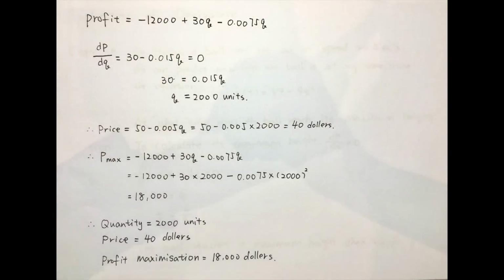After we have the total profit equation, we can determine the profit-maximizing quantity and price. The derivative of the total profit equation with respect to quantity equals 30 minus 0.015q. Next, we set the derivative equal to 0 and solve for quantity, which is 2000 units. Substitute the profit-maximizing quantity of 2000 into the demand equation and solve for p. The price is $40. Finally, maximized profit is determined by substituting 2000 for quantity in the profit function. So when the price is $40 and the quantity is 2000 units, the maximum profit is 80,000.